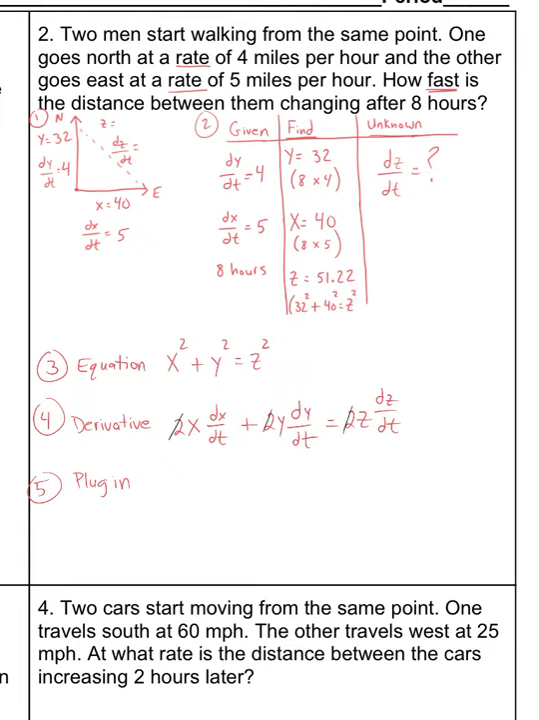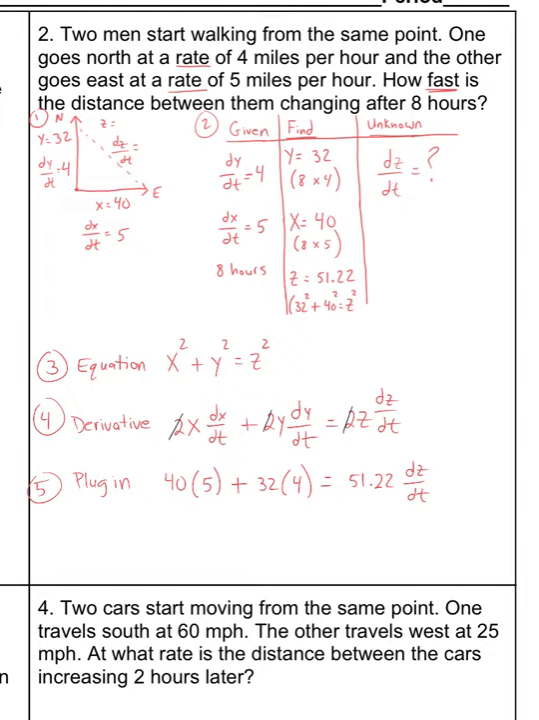So our x is 40. My dx dt is 5. My y is 32. My dy dt is 4. My z is 51.22. And my dz dt is the only variable that I have left. And now I just solve this.